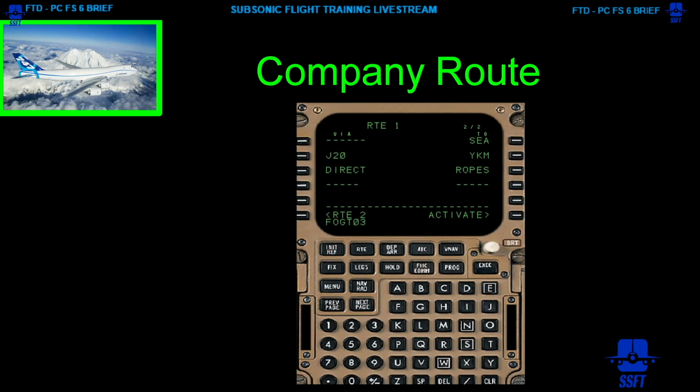It'll include the origin and the destination on page 1, and then the main part of the routing on page 2, which in this case is Seattle, J20 Yakima, direct ropes. We're not going to do that because I don't have any company routes. You'll notice it does not include the runway. It does not include a SID or a transition to a SID. So you'd have to still put those in, but it does include the main routing. And then you could activate and execute, and then you still have to put your runway in and any SID or transition.